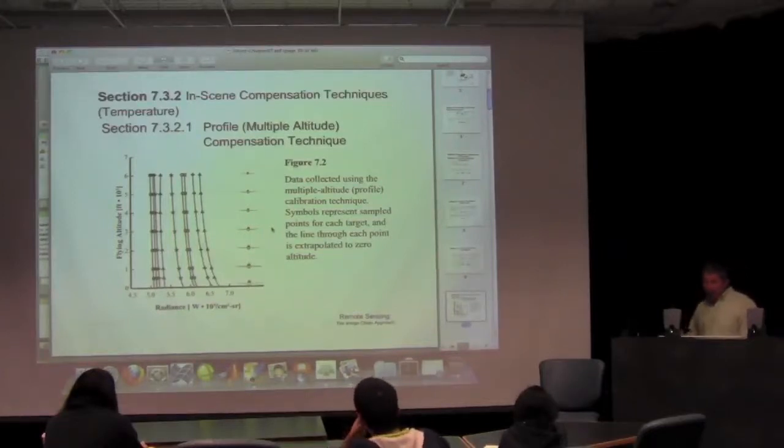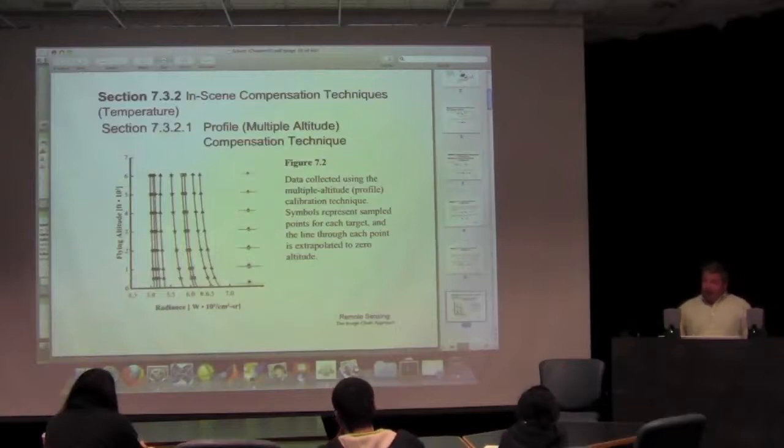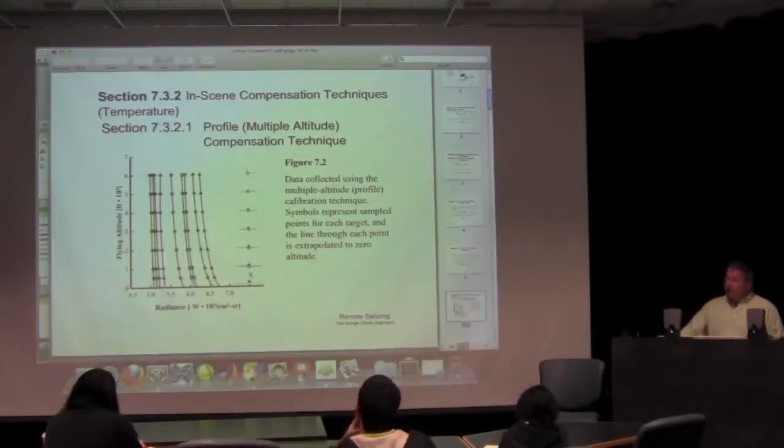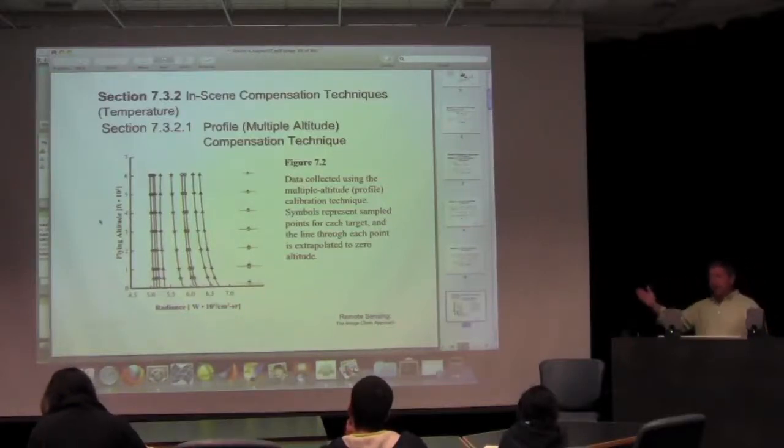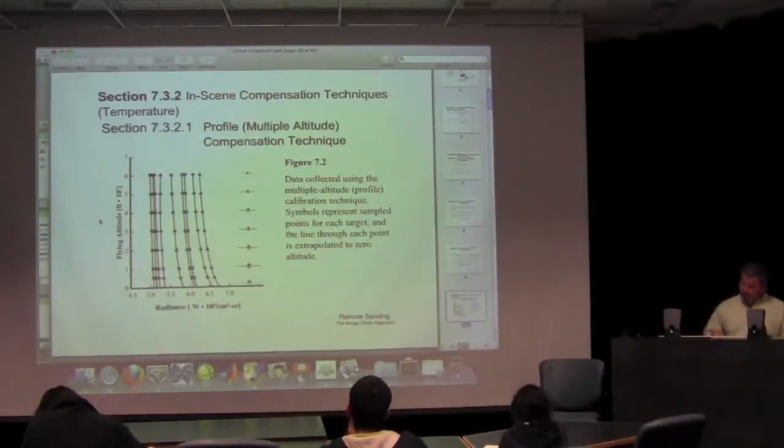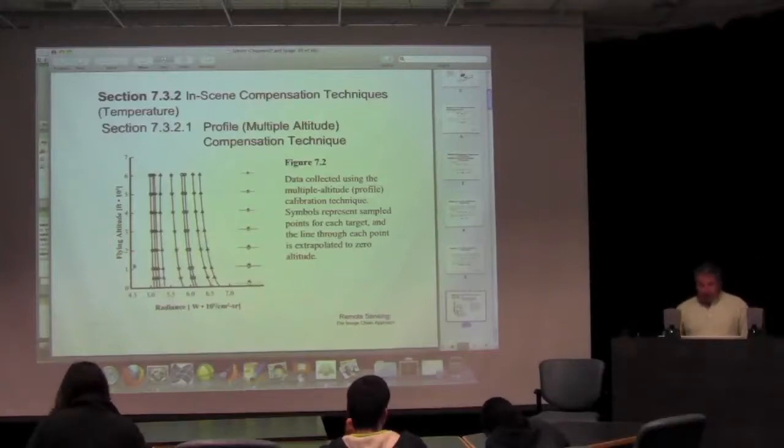Now, once you do that, and once you identify those targets, you fly your aircraft at multiple altitudes. And then, for each of those targets, at each of the altitudes, you plot the radiance that you observe at your sensor. So in this case, that would be L at some height, H, and at a viewing angle of 0. So L_H of 0. And you plot those radiance values as a function of flying altitude.